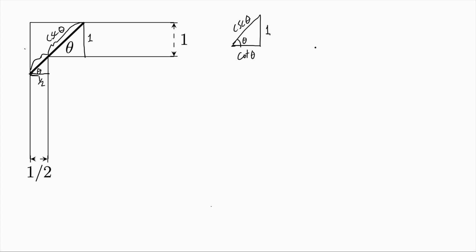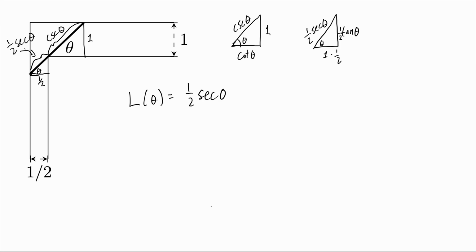So we know this is a half. If we look at the defining triangle that has a 1 right next to the angle theta, for that one you have tangent and secant. But this has a 1/2 instead of a 1, so you have to multiply everything by a half. So this side length right here is actually 1/2 secant theta. So we really have our formula for the length of the beam. It's 1/2 secant theta plus cosecant theta.